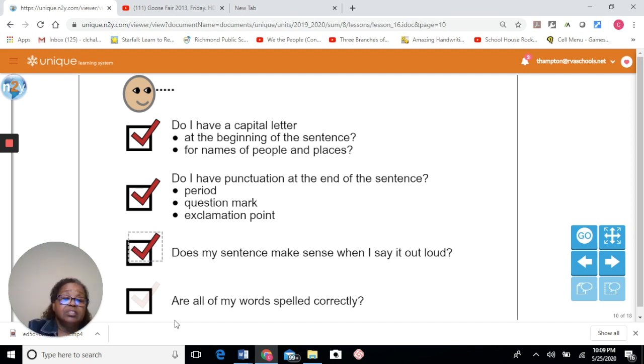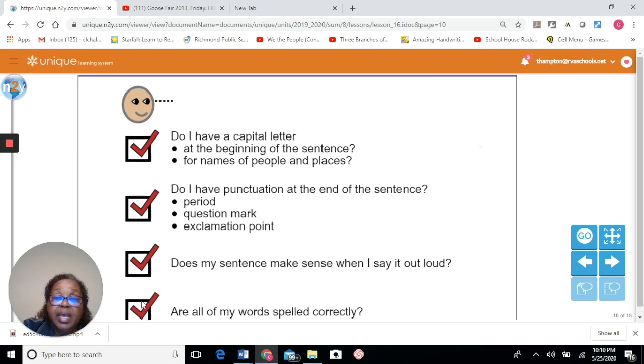Very good. And last of all, are all of my words spelled correctly? Well, we typed our paragraph into a Word document on our computer. Therefore, all of the words that were not spelled correctly had red squiggly lines under them. We checked all of those words. We made all of our corrections. Most of our errors were errors of vowels. We had the wrong vowel, or we had a short vowel instead of a long vowel. So we checked that. They're spelled correctly. We have no more squiggly lines. So we know we have that right.